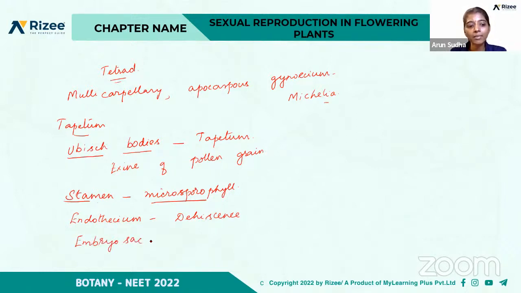Embryo sac is the female gametophyte. So ovule is also called megasporangium. So these terms we have to be clear because they will ask some questions based on these terms. Embryo sac, stamen, anther, male gametophyte, female gametophyte, microsporophyll, then megasporophyll. Megasporophyll is carpel. Carpel is called the megasporophyll. And pollen grain is the male gametophyte.